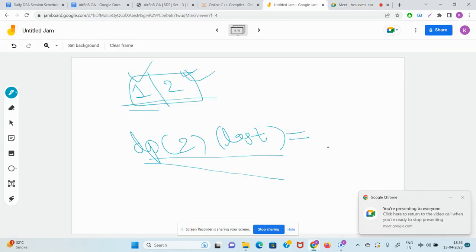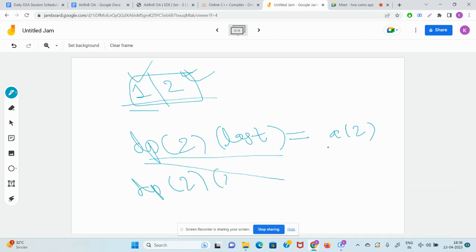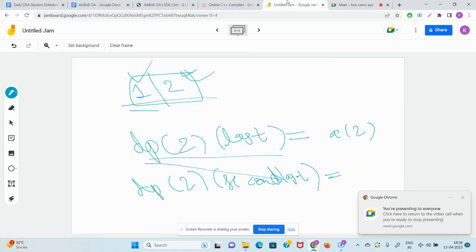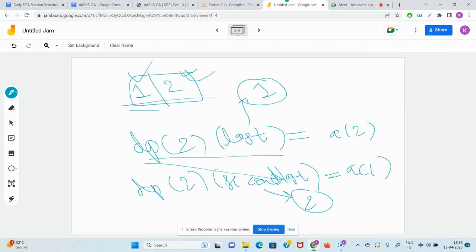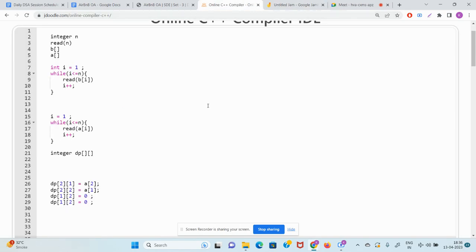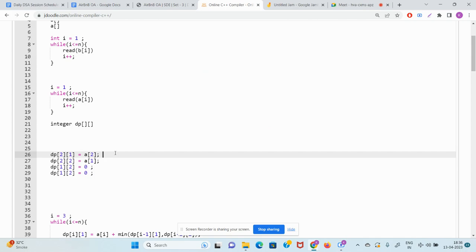So dp of 2 of last is a of 2. What will be dp of 2 of second last? So guys, I am calling this last as 1 and I am calling the second last as 2. So it is easy to make the states. Obviously I cannot write string character in dp array. It won't look good. So I have written them as dp of this is called as 1 is nothing but last and 2 is nothing but second last.